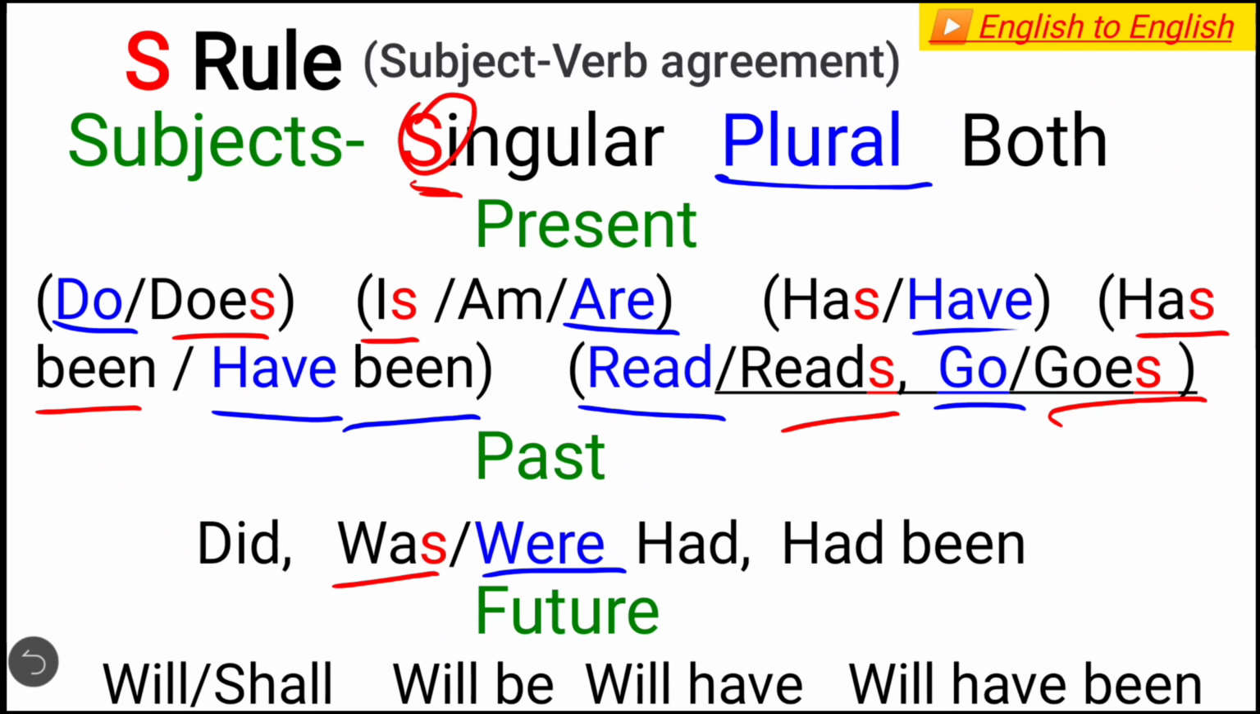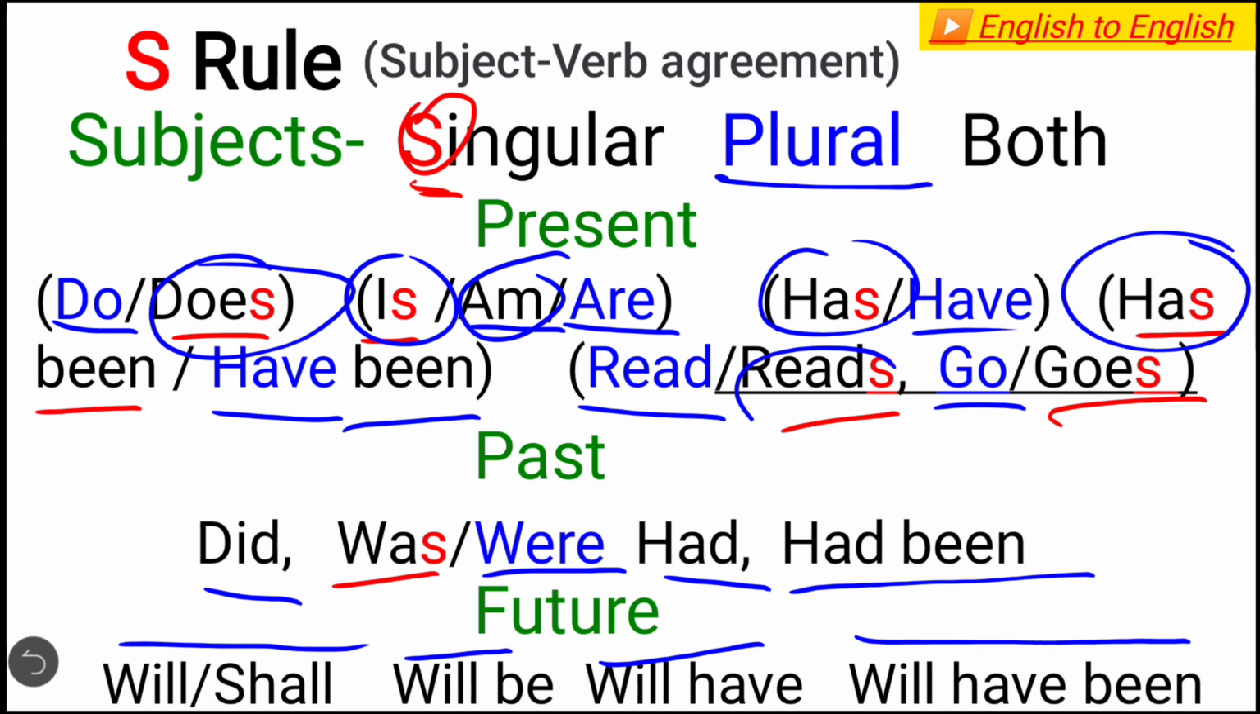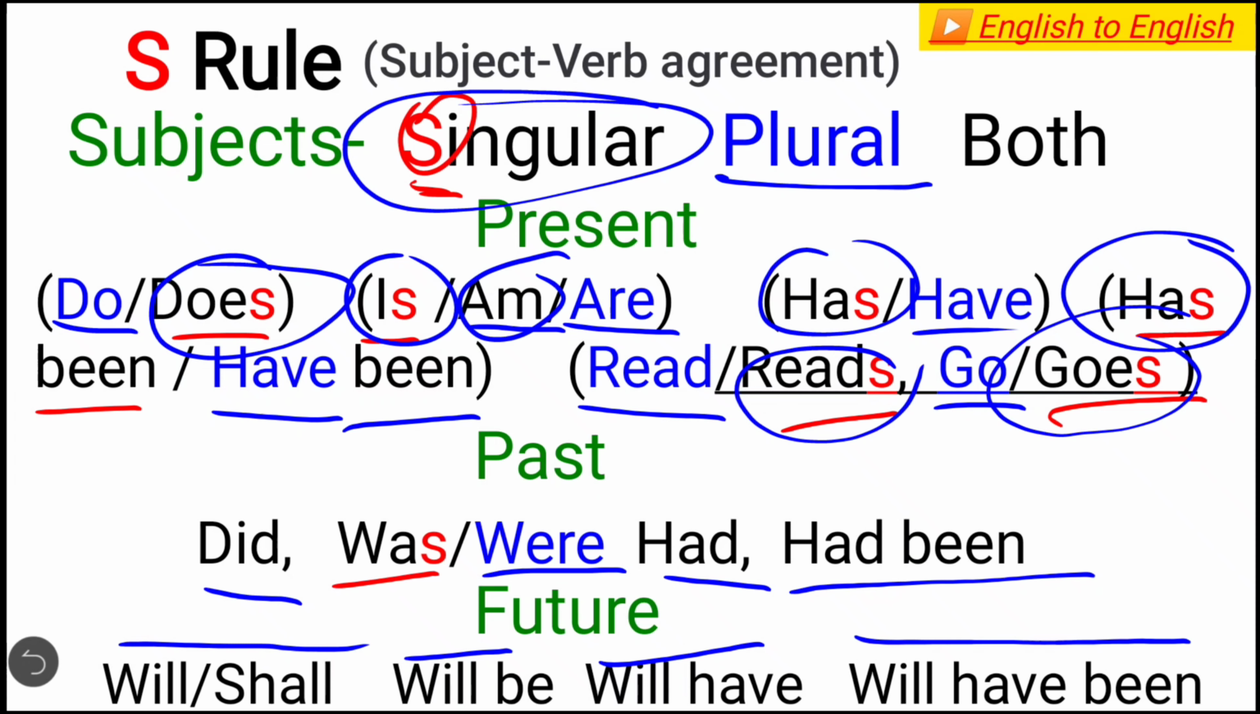There are some verbs that can be used with any kind of subject, plural or singular. We have had been, did, had and will or shall, will be, will have and will have been. Apart from this we have am as well, but we will be talking more about this word am. So we have to basically know that we have to use these kinds of helping verbs like does, is, has been, reads, goes with singular subjects.